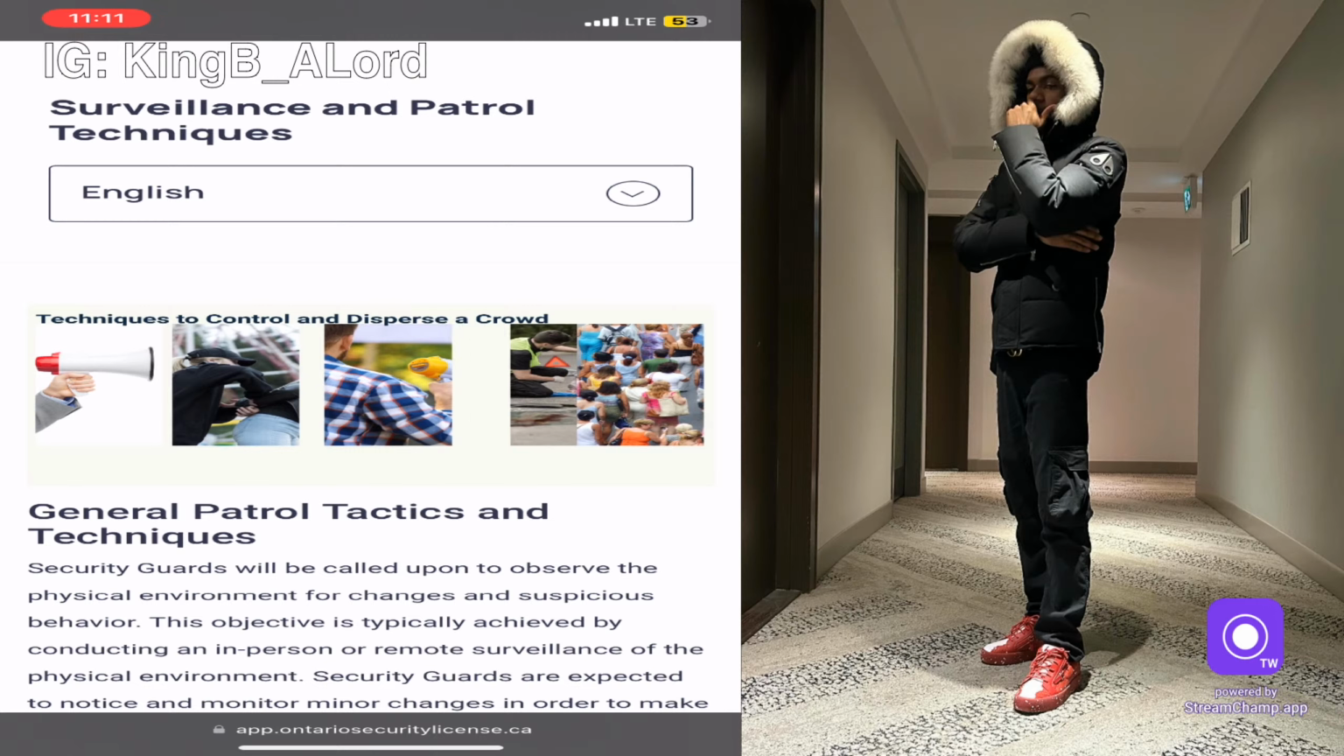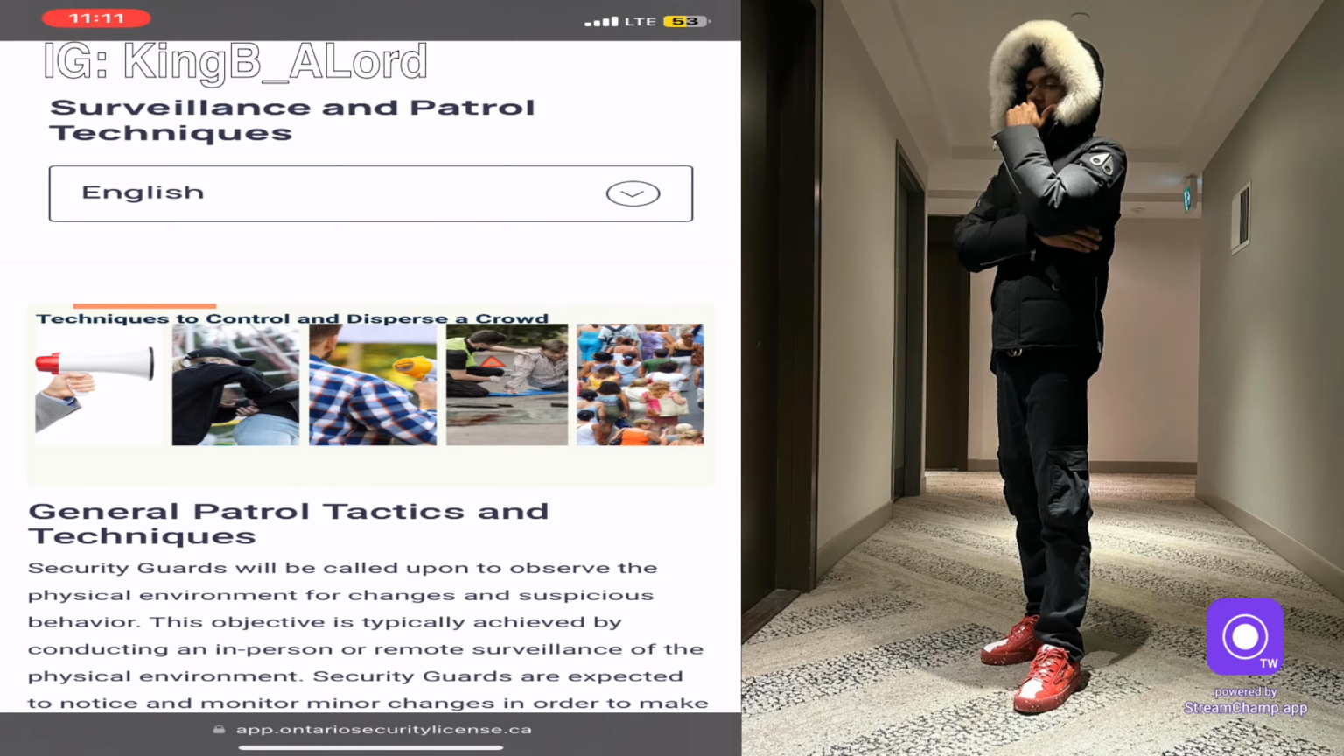Techniques to control and disperse crowds. 1. Divert attention. Use a public address system on the fringes of the crowd urging people to disperse. Amplify an authoritative tone to attract attention and break the influence of excited members.